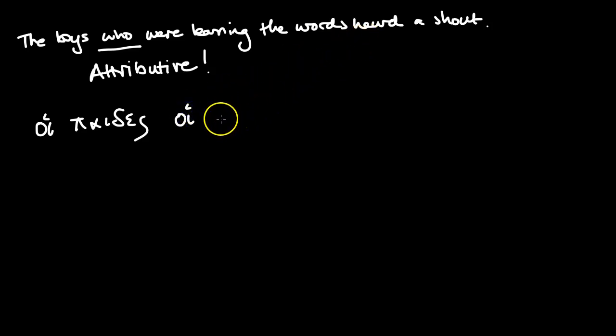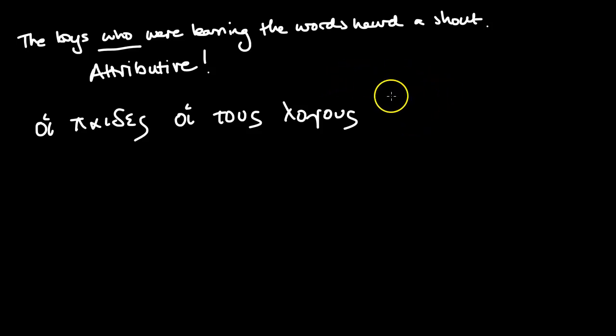Were learning the words. Let's put the words first. So that's going to go into the accusative. It's the object of that clause. Tous logous. And now obviously learning is the present participle. It's happening at the same time as the main verb, even though the main verb is in the past. Remember, I said at the beginning, it just has to occur at the same time. It doesn't actually matter whether the action happens in the past or the present. It just needs to happen at the same time as the main verb.